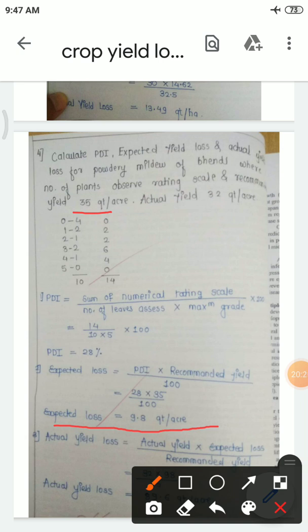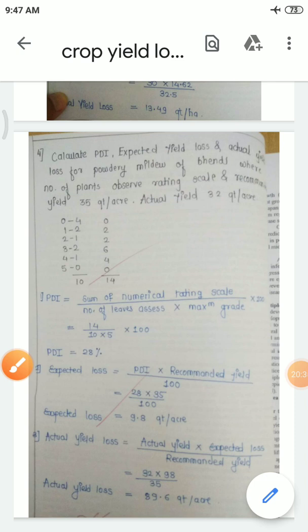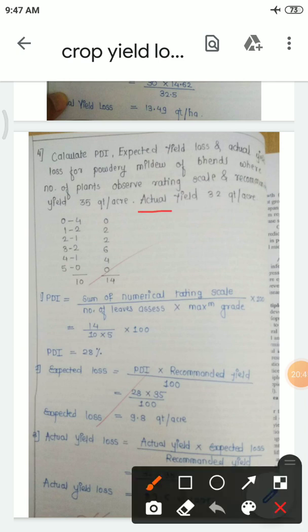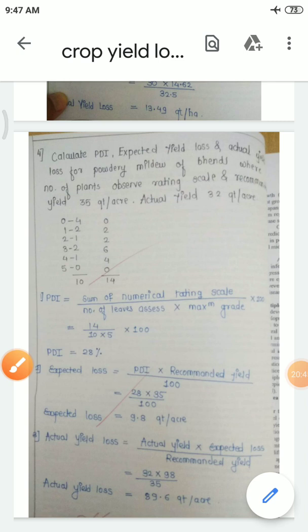Then last, we calculate the actual yield loss. Actual yield loss is equal to actual yield into expected loss divided by recommended yield. We simply put in the values: actual yield is 32 quintals per acre, into expected loss 9.8, divided by 35. So we get the actual yield loss, that is 89.6 quintals per acre. In that way we calculate the PDI, expected loss and actual yield loss.